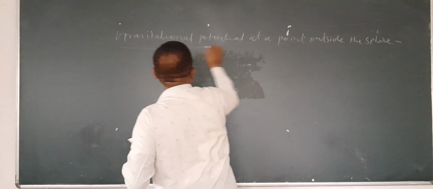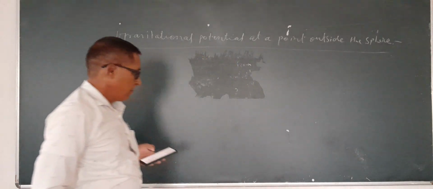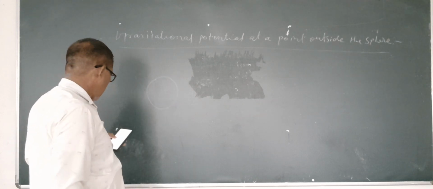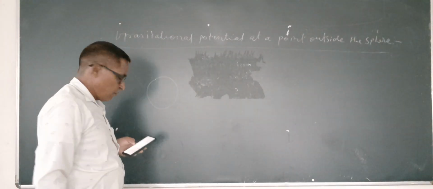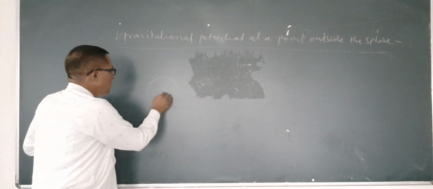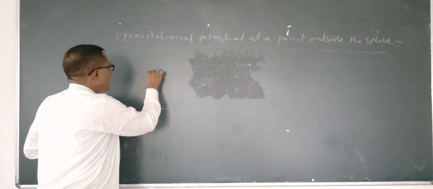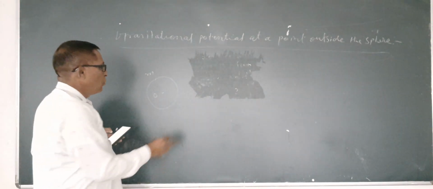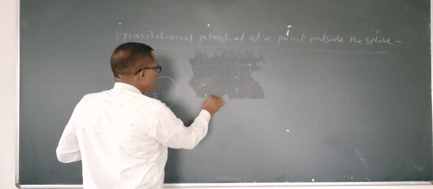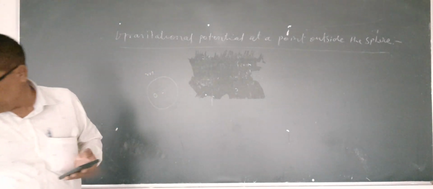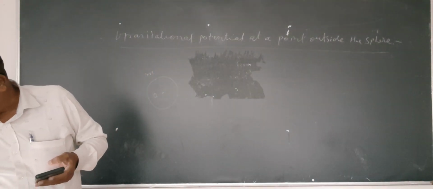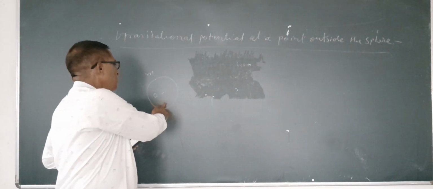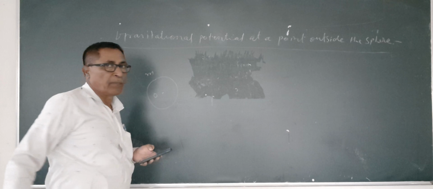For this, we consider a sphere of mass m. Suppose this is that sphere. Its mass is m, and the center is O. Suppose the point is situated outside this sphere. Then we can calculate the gravitational potential due to this mass m on this particle P.